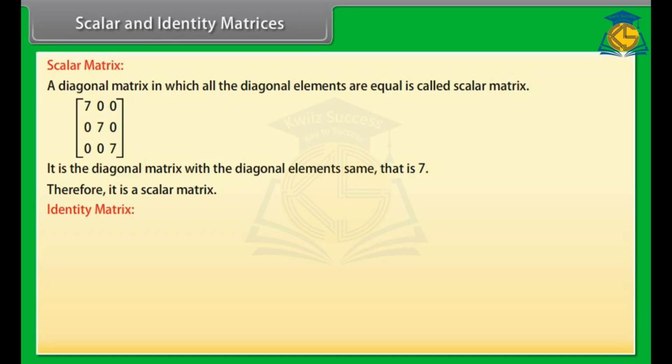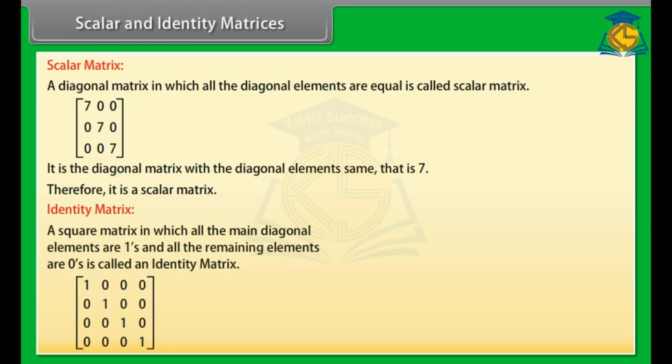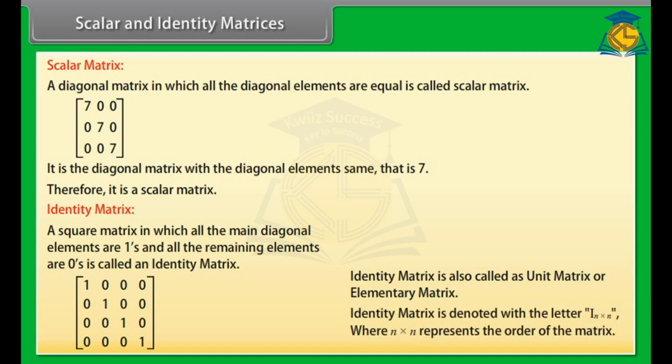Identity matrix. A square matrix in which all the main diagonal elements are 1s and all the remaining elements are zeros is called an identity matrix. Identity matrix is also called a unit matrix or elementary matrix. Identity matrix is denoted with the letter I subscript n by n, where n by n represents the order of the matrix.